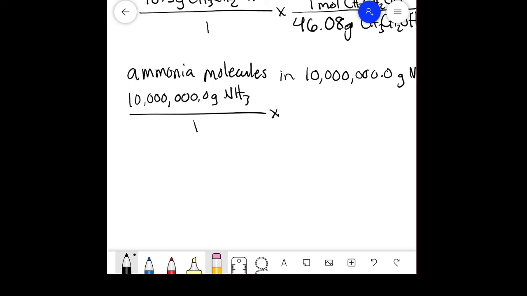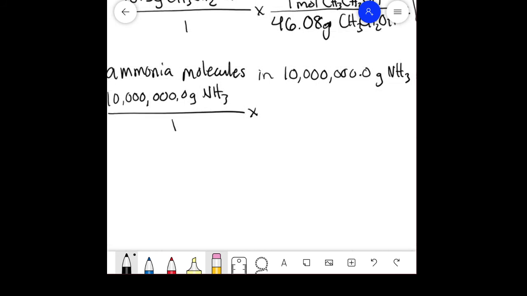If you're given grams and you need to get to molecules, atoms, or formula units, you need to first go through moles, because that's the only way. Moles is kind of like that bridge between the two. You have to go through moles to get to the other stuff. So you take that and you convert to moles. So you get ammonia's formula mass, which is 17.04 grams of ammonia, and you put that over 1 mole of ammonia.